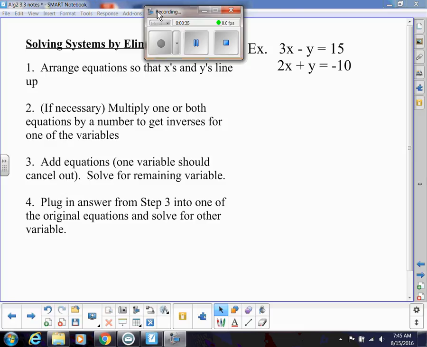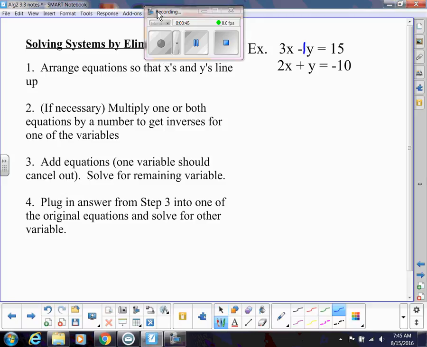If necessary, we're on to step 2. We're going to multiply one or both of the equations by a number to get inverses for one of the variables. If you notice the y's, the coefficient of the y here is 1, and here this is also 1. But this first one is a -1, the second one is a +1. These are inverses of one another. When I add -1 and +1, I will get 0, thus eliminating y. If your equation does not already have that, then you do need to multiply one or both, and I'll do an example that does that. In this example, 1 and 2 are already done for us. So we're ready for step 3.